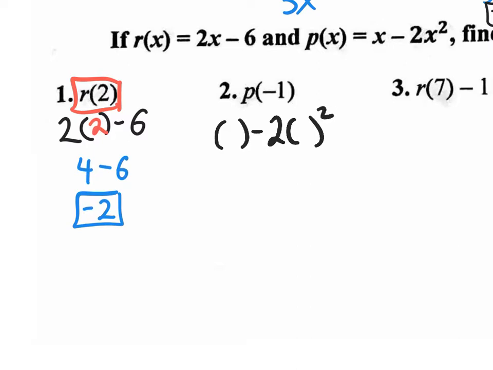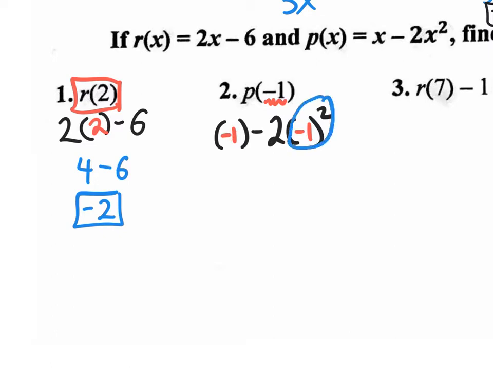And now what am I actually plugging in? The negative 1. Put the negative 1 right there and negative 1 right there. It's very important that you use parentheses. That way you don't make mistakes. So we now need to go to PEMDAS. Parentheses, there's nothing to do inside these parentheses. There are regular numbers in there. We go to exponents.